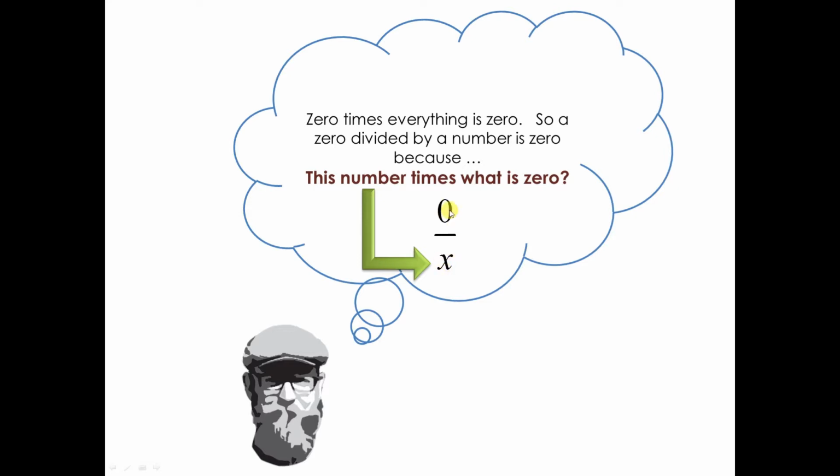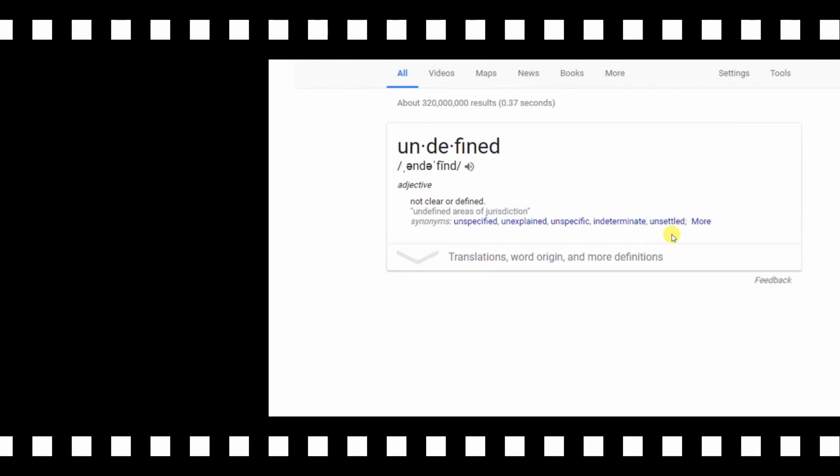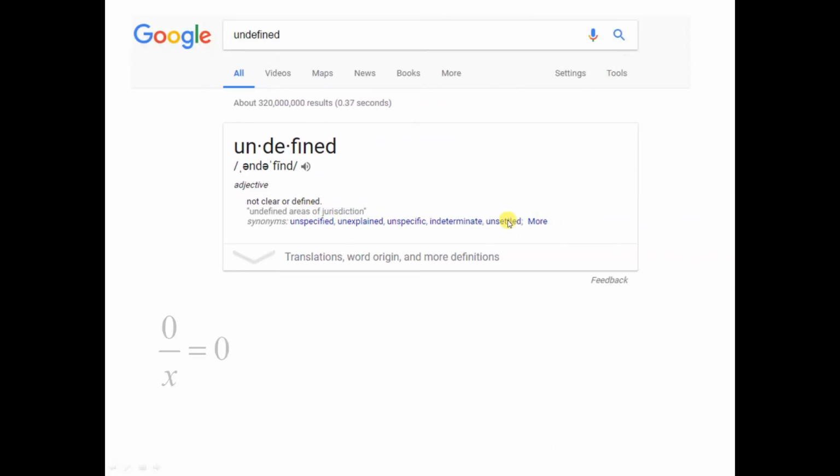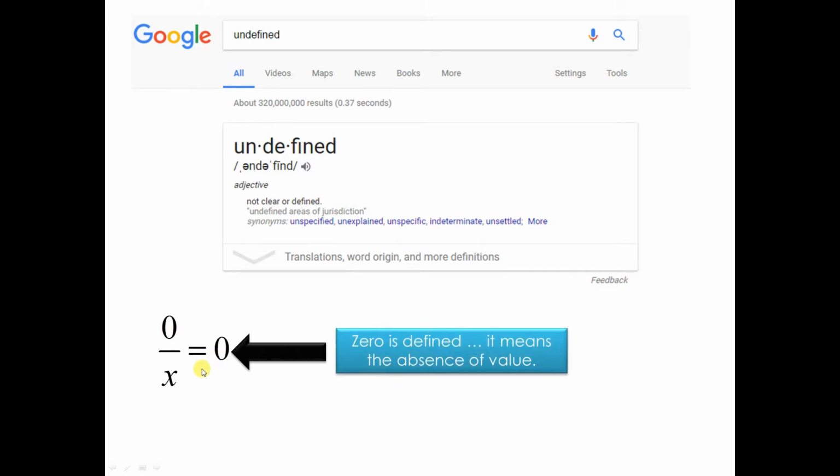And the reason for that is because this expression is asking you x times what number equals 0. So unless this is 0 itself, the answer is 0. If this was 0 itself, then it would be undefined, and we'll talk about that in just a minute. Undefined means there's no definition. This equals 0. 0 is defined. 0 means absence of value, but it is a number.